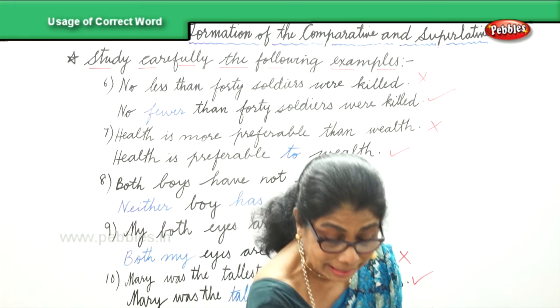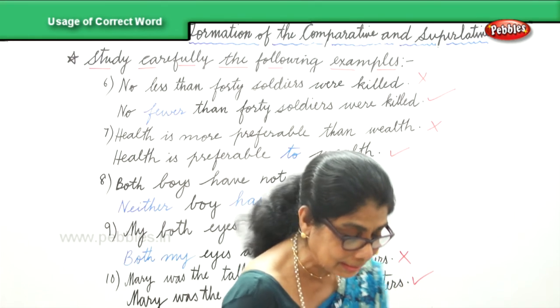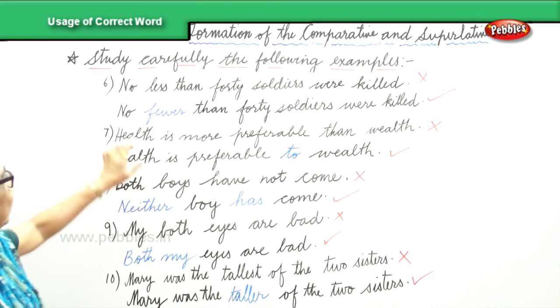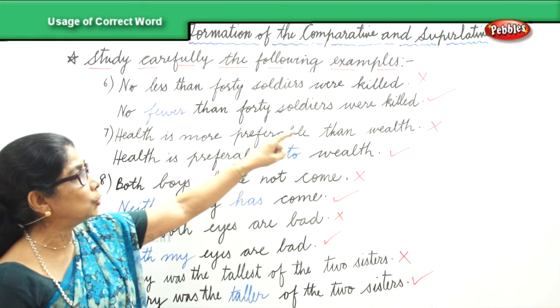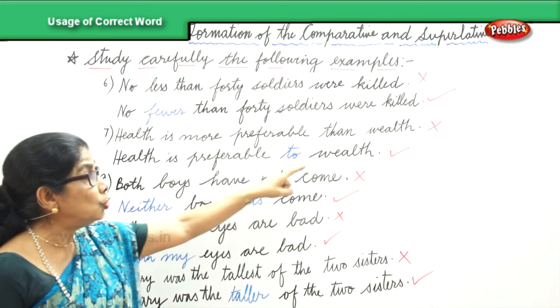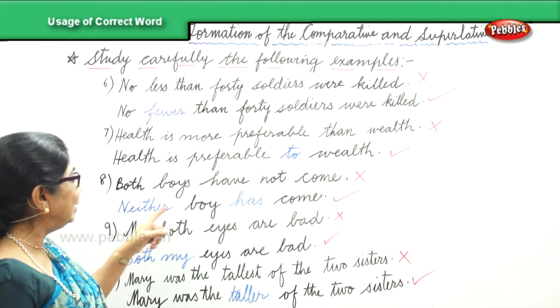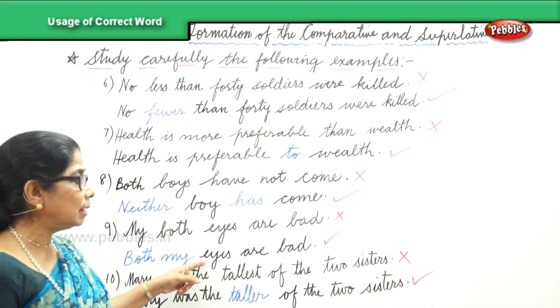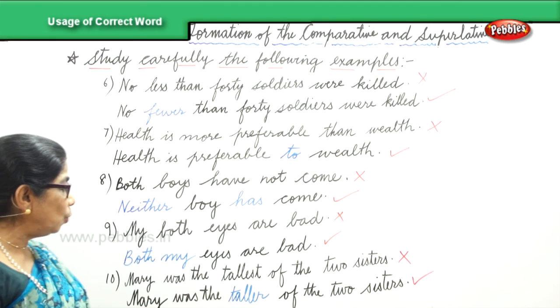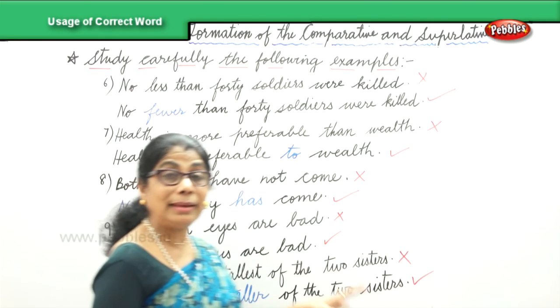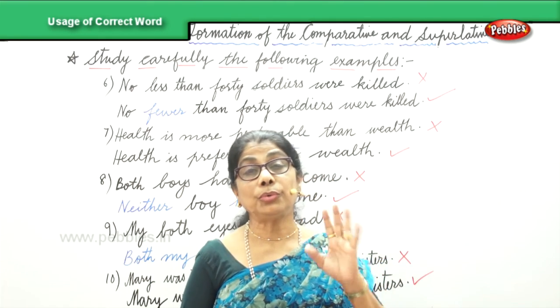Now, let's read only the correct sentences. Okay? We are looking at sentences wrongly said, but we are going to read only what is correct. No fewer than 40 soldiers were killed. Health is preferable to wealth. Neither boy has come. Both my eyes are bad. Mary was the taller of the two sisters. So we looked at the right way to write the sentences.